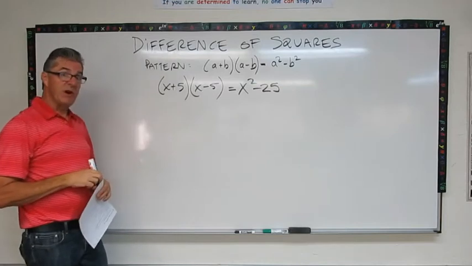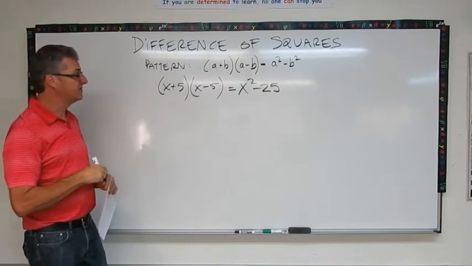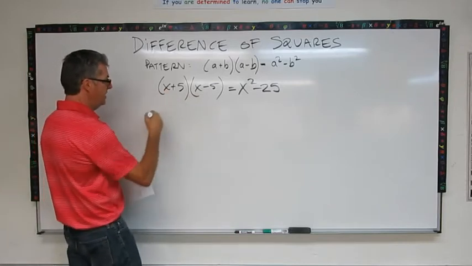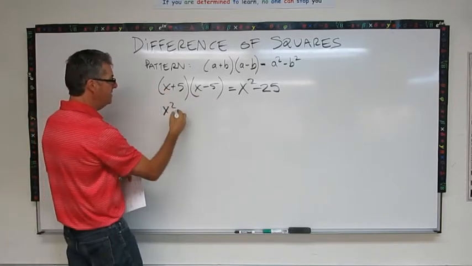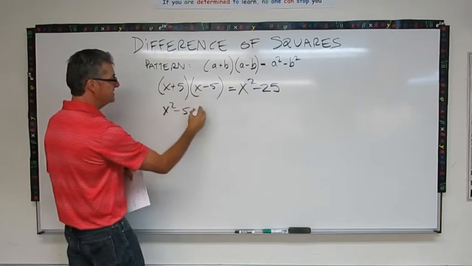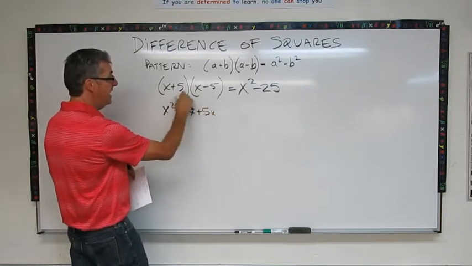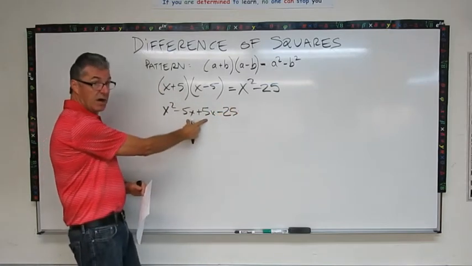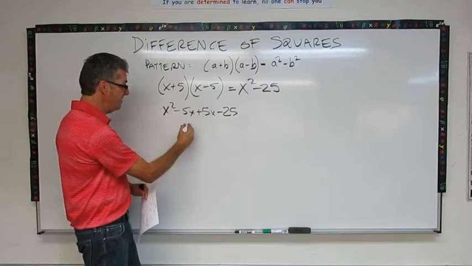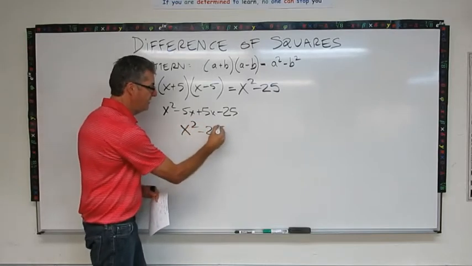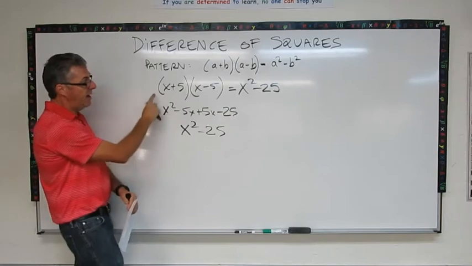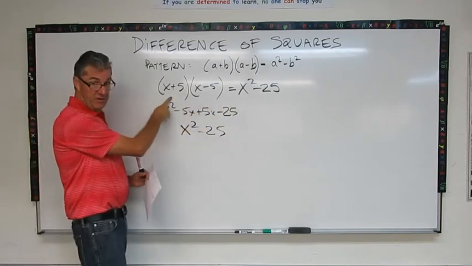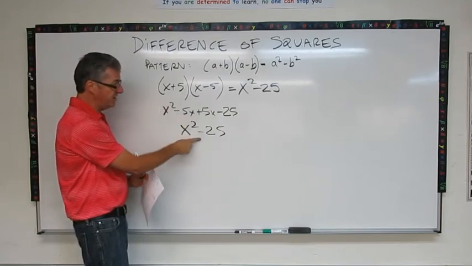Now what I'd like to do is break this down just so you can see how it works. Let's FOIL this. We learned this in a previous lesson. First, x squared, outside minus 5x, inside plus 5x, last minus 25. And now here's that step. These two are opposite, so they combine to make nothing, and we have x squared minus 25. So that shows you how this pattern works. Once you master that, you don't need to FOIL this. You can just go straight to there.